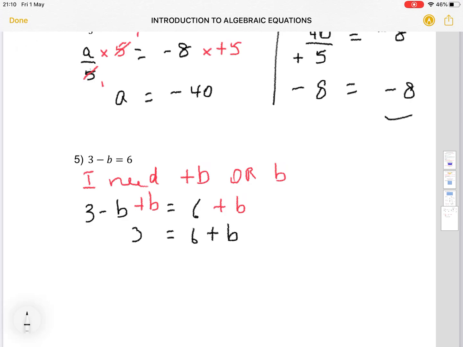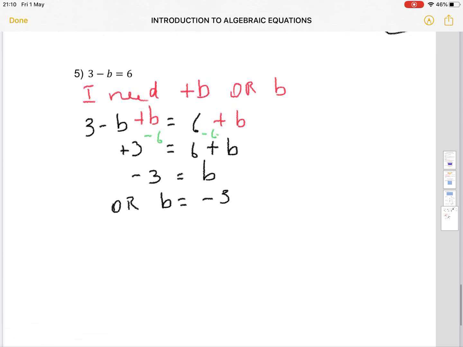Now, it's a very similar equation to examples 1 and 2. I need to bring b on its own, so I need to remove that 6. To remove that 6, I need to subtract 6 from both sides. So, positive 3 minus 6, it's negative 3 is equal to 6 minus 6 is 0, so we end up with b on the right hand side. So my answer is negative 3 is equal to b, or b is equal to negative 3. It means the same thing.